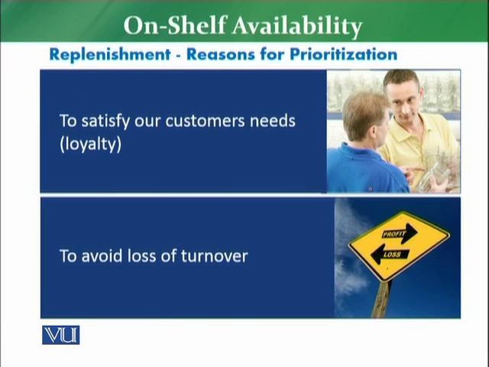Then you need to understand the reasons for prioritization. Why does a retail store give prioritization to it? Why do they think you have to do this? First of all, to satisfy our customers' needs, to increase and build the loyalty of the customer. And the second main reason is to avoid loss of sales, loss of turnover. Because these are the key articles, the key assortment. If the customer does not find them, of course, the store will lose the turnover of these articles. The store will not get proper healthy sales of these articles.